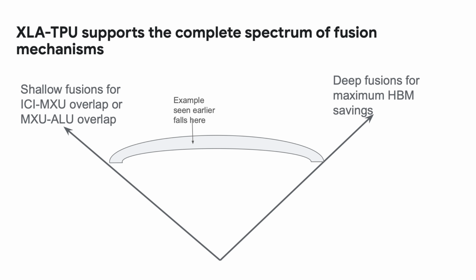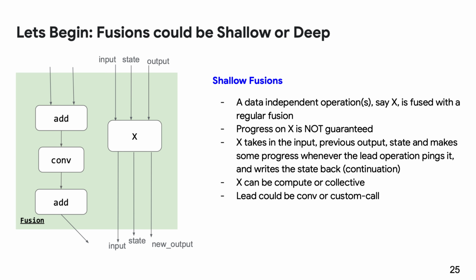Overall, I describe fusions as being on a spectrum from shallow fusions to deep fusions. Shallow fusions are fusions of independent operations. Deep fusions are more producer-consumer, where you're fusing dependent operations together. Shallow fusions would be, for example, ICI, your network infrastructure, overlapped with MXU usage, or MXU and ALU overlap. So the first technique is shallow fusions.